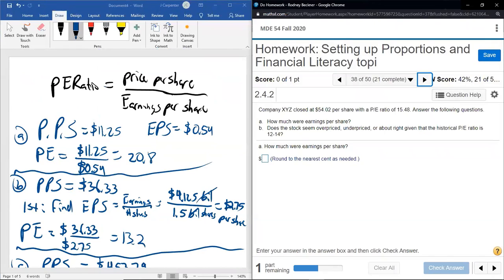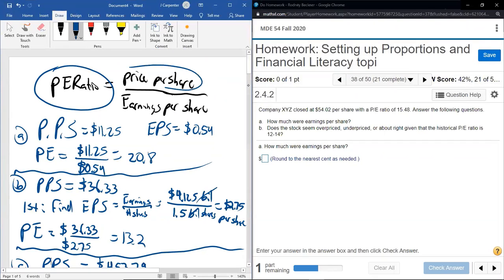They actually gave us the PE ratio, though, of 15.48. That does not go in the top. That does not go in the bottom. It's the number that it's equal to. It's this thing that is the 15.48. They also tell us that the closing price per share is $54.02. That's not earnings, that's price, and it is per share. So that's this thing, which means at the bottom, the earnings per share is the unknown. So that's going to be our X.